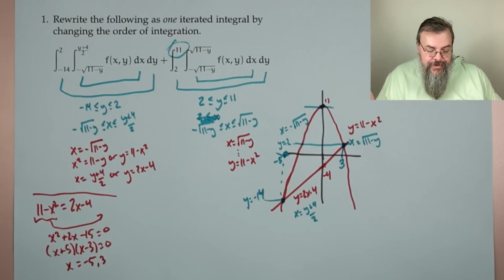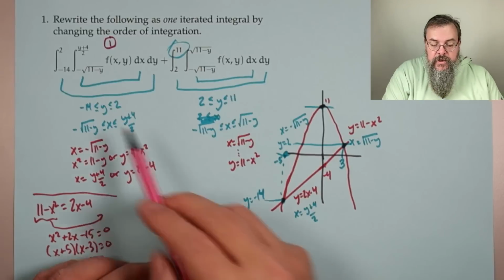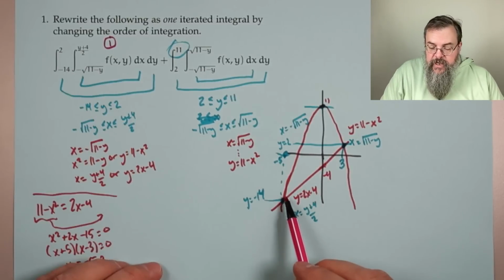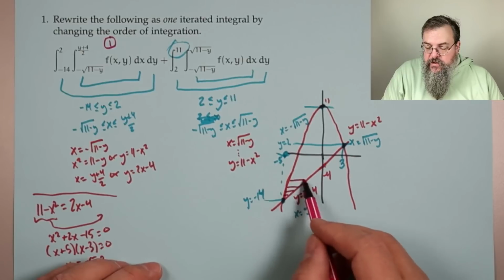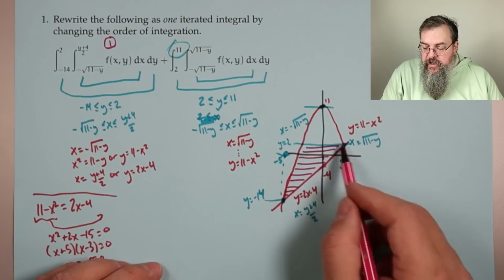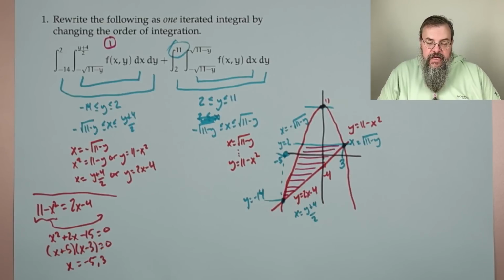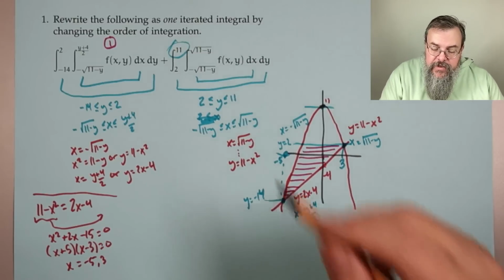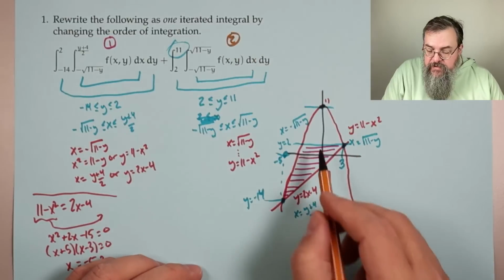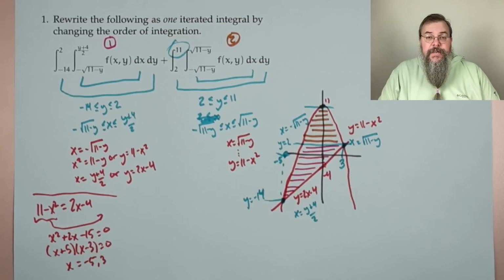Let's recap what's going on, and then let's write down the answer. So currently, we have two integrals. One says go from negative 14 to 2, and go from negative square root of 11 minus y over to this y plus 4 over 2. So it's saying do this part here. And I'm moving this deliberately, so we're going horizontal slicing. Then we hit our second integral, and that one's going from y equals 2 to y equals 11, and again, we're going from left to right. So it's doing that integral.